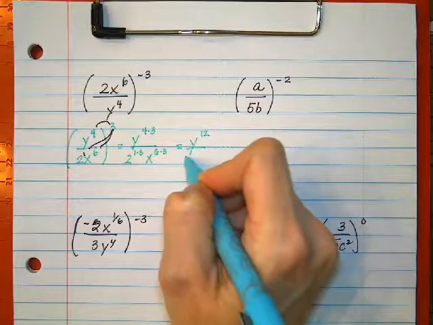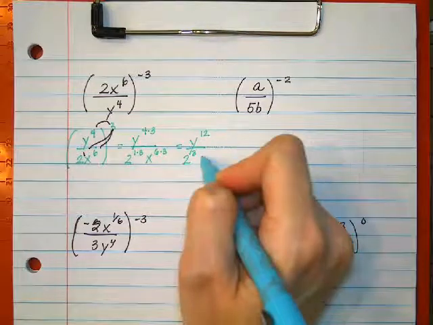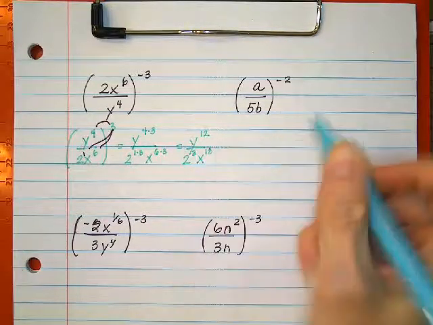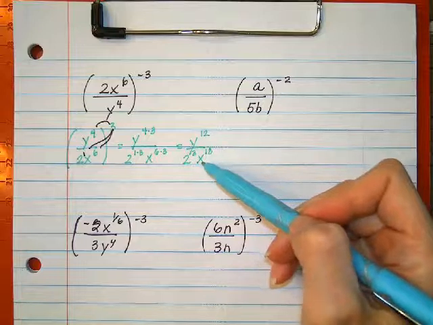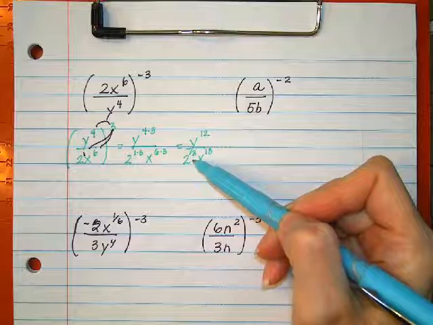And then we're going to do 2 to the 1 times 3, which is 3. And 6 times 3 is 18. With the variables, we can't simplify them any lower. But with this 2 to the 3rd power, you can solve 2 to the third power.